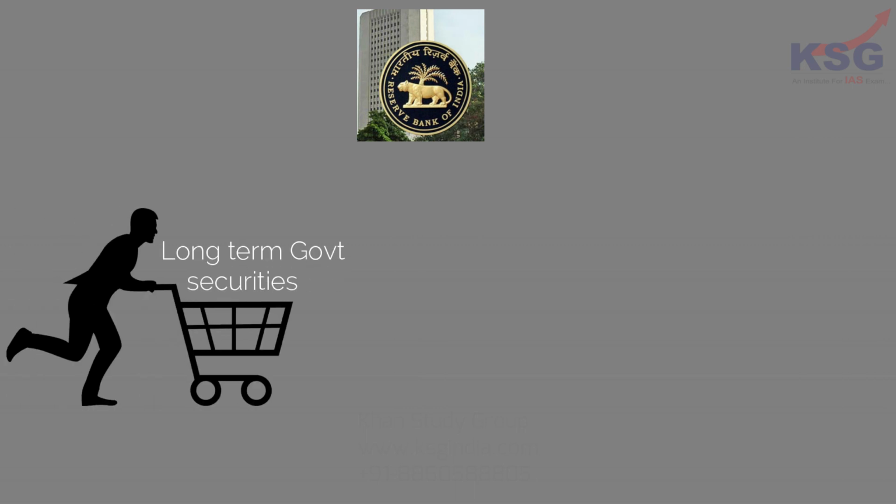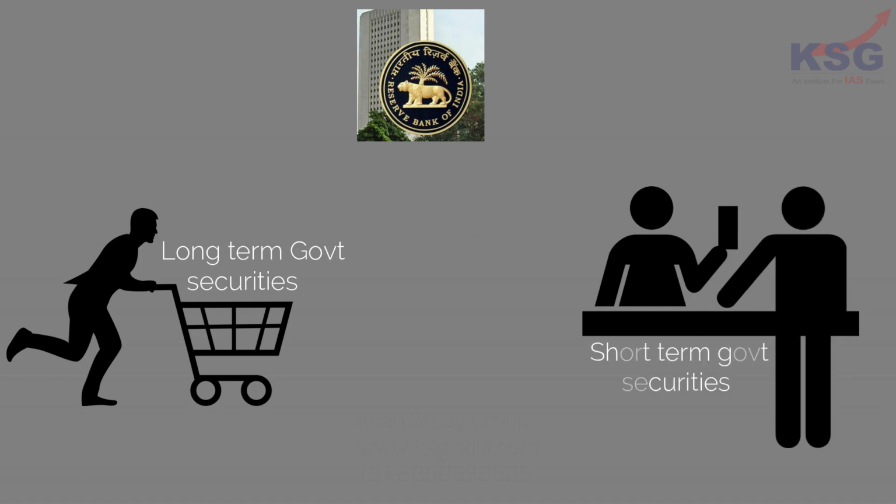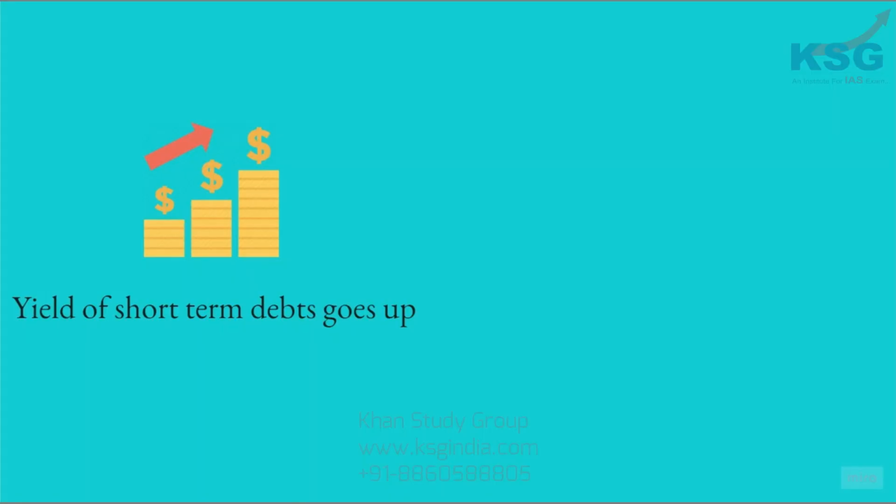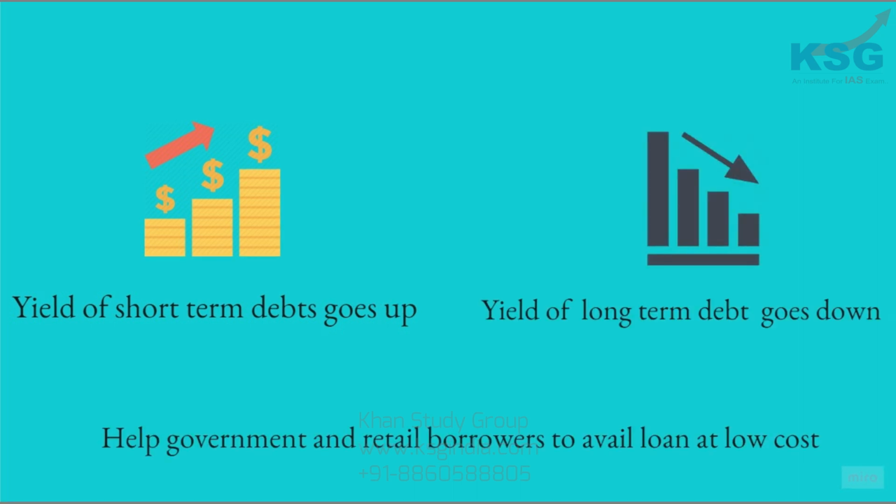In the RBI's version of Operation Twist, the RBI will purchase long-term government securities and sell short-term government securities. As a result, the yield of short-term debt goes up and that of long-term debt goes down, thereby flattening the yield curve, which would ultimately help government and retail borrowers to avail loans at low cost.